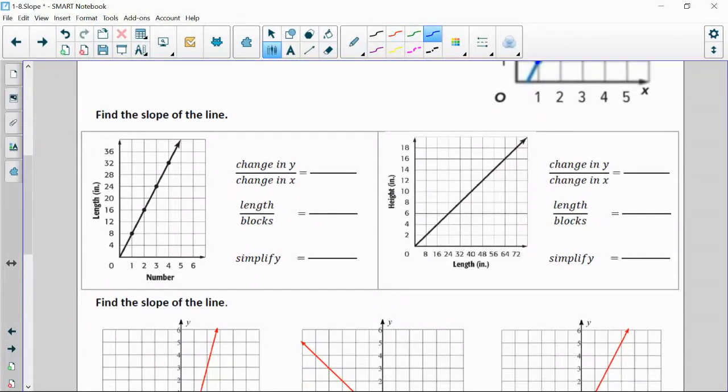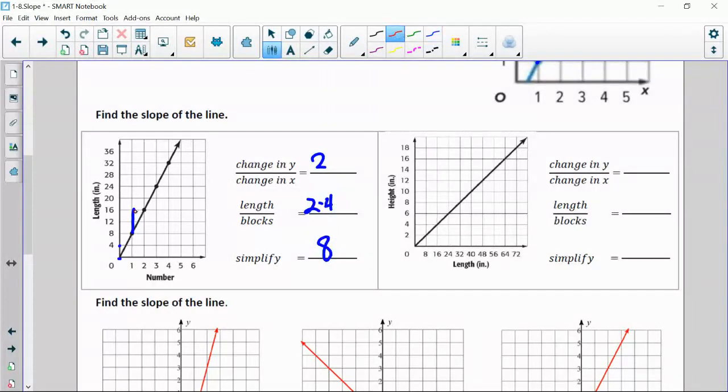Okay, so let's look at the first one. They gave us some pretty lines. So when I rise, I'm going up 2. But then what is each of these blocks actually equal to? You can always go from 0 to the first line, and that tells you. So it's really 2 times 4, which is 8.